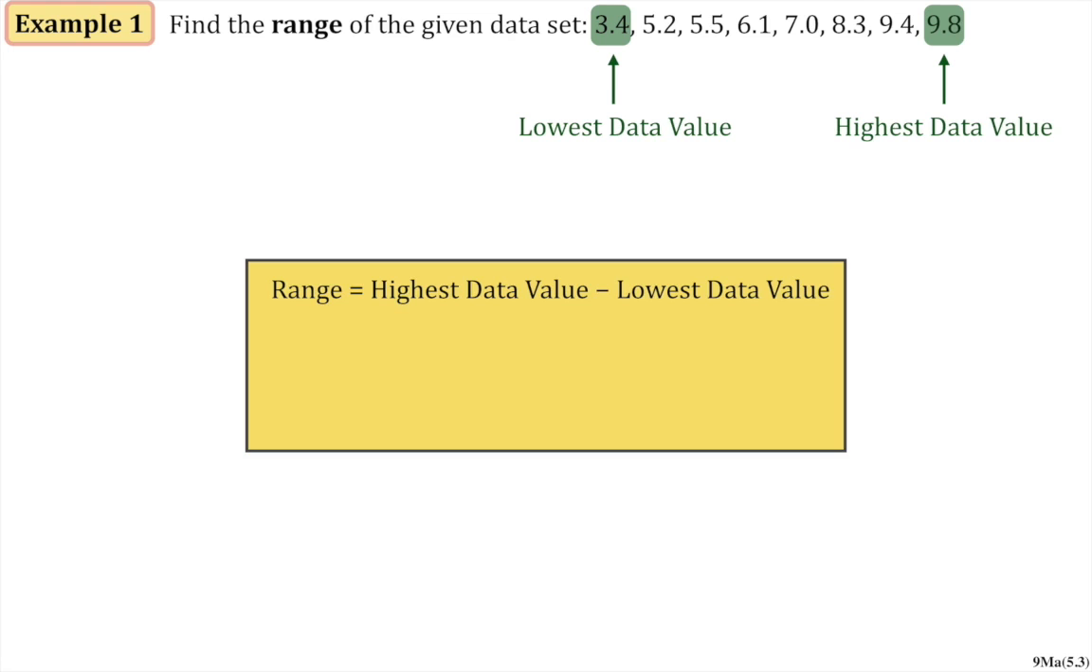First one says find the range with the given numbers. Well, first thing we need to do is find the smallest and the biggest number. So there's our smallest and our biggest number, so we minus them. So you just do 9.8 take 3.4, which is 6.4, and that is the range. Let's try our second example.